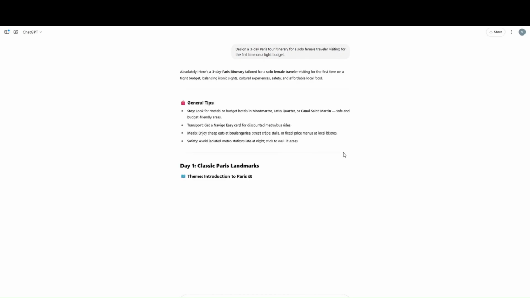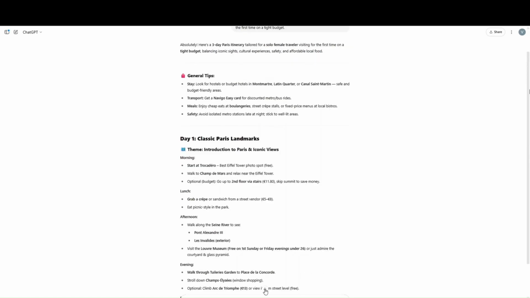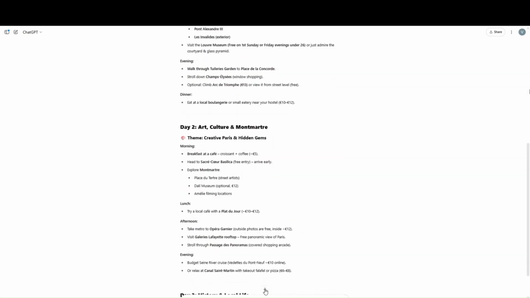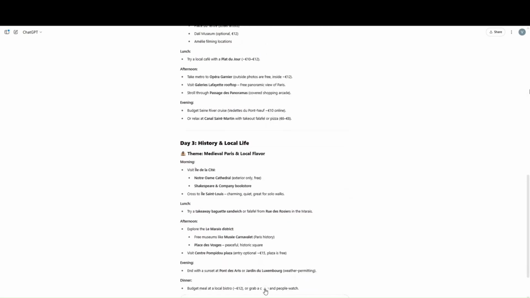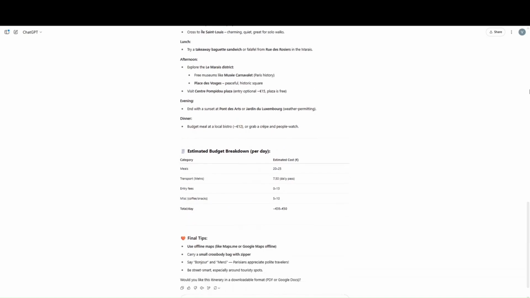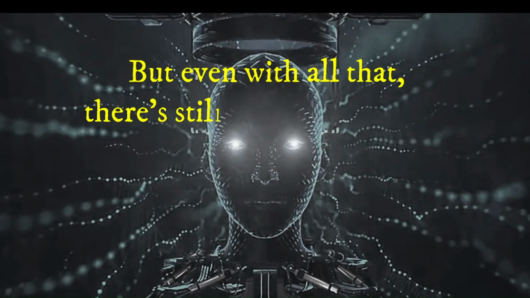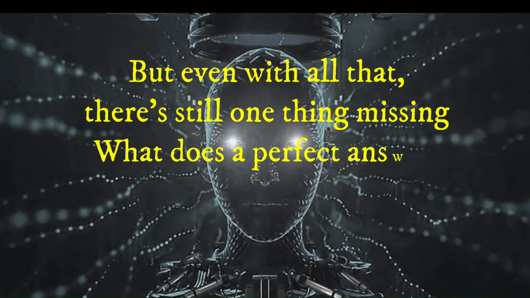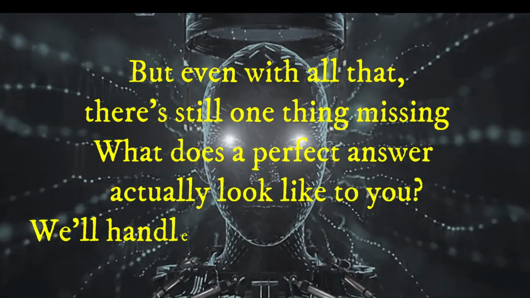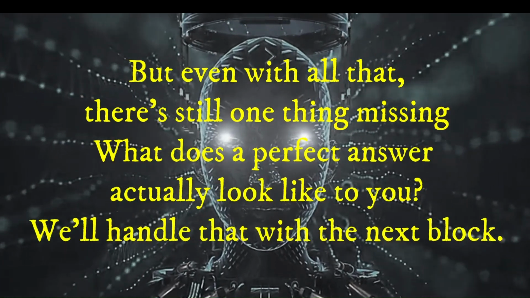Now, your prompt is starting to think like you. It understands your needs, your story, your situation. Without context, the output is just generic tourism fluff. But even with all that, there's still one thing missing. What does a perfect answer actually look like to you? We'll handle that with the next block.